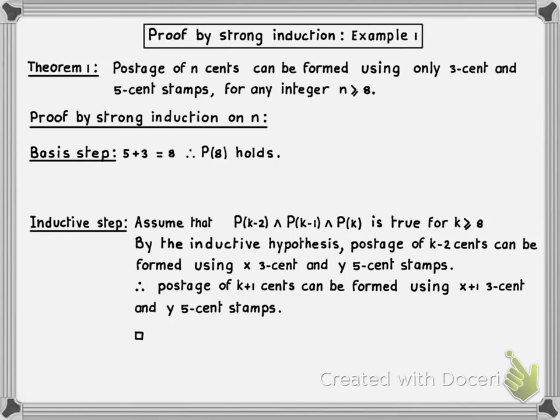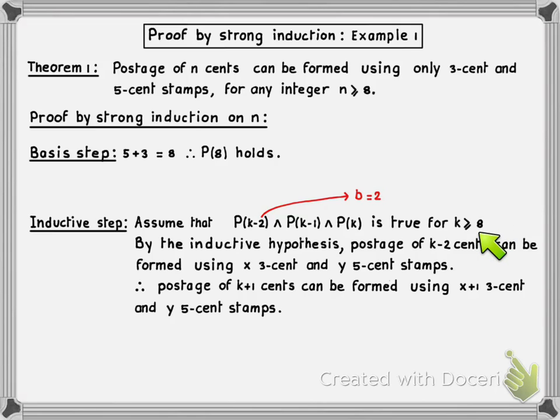Now wait a second, we're not quite done yet. We actually made a couple mistakes. The problem here is that we started our inductive hypothesis at P of k minus 2. So what that means is b is equal to 2 in this case. So let's record that and then make sure we fix the proof. So if b is equal to 2, then it's probably not correct to assume that k can be any arbitrary value greater than or equal to a, which is 8.